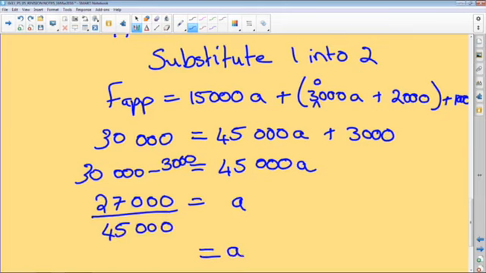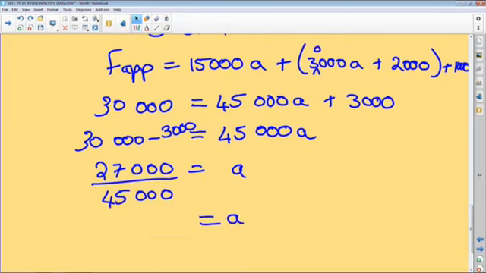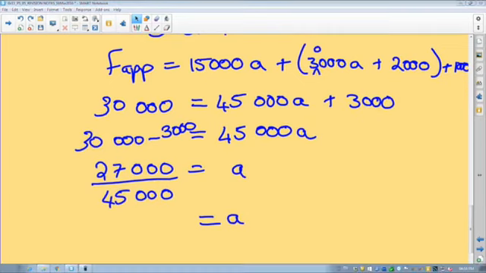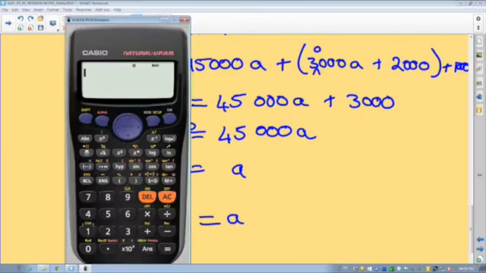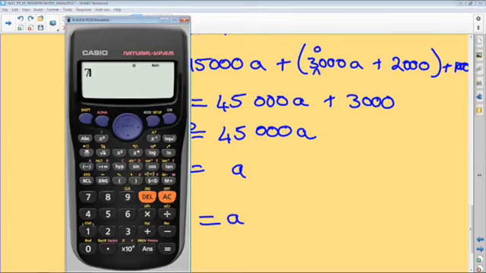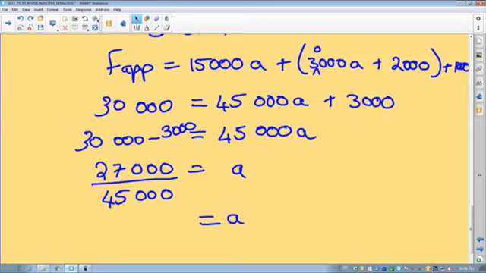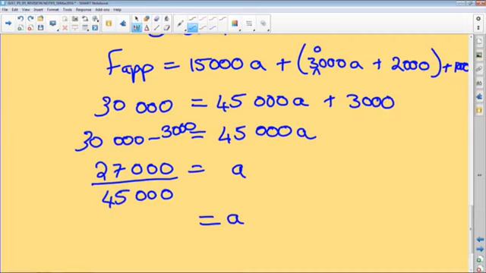And our acceleration, and now this is where we need to see if we can find my calculator somewhere. There we go. Come on, calculator. I'm going to go 27,000 divided by 45,000 is going to give me 3 over 5, and that gives me 0,6. So here, my acceleration is 0,6 meter per second per second.